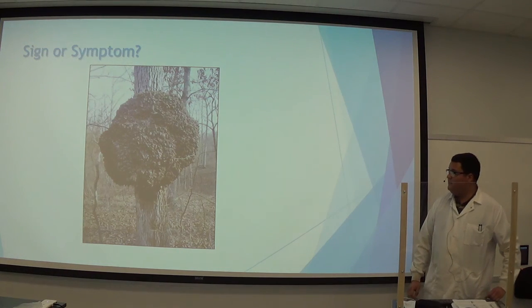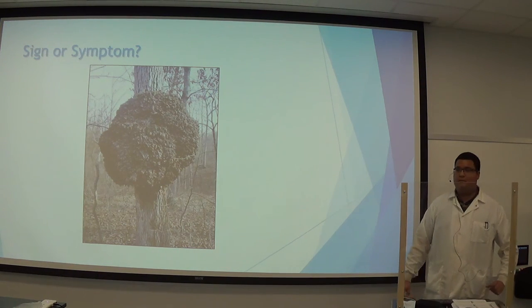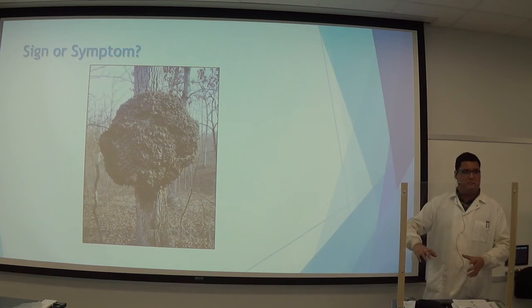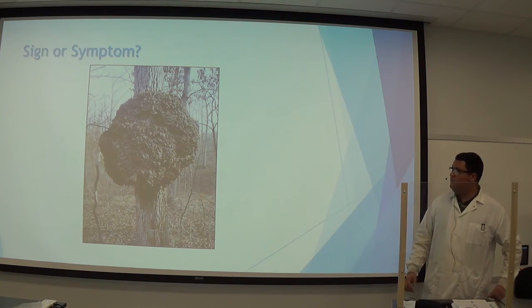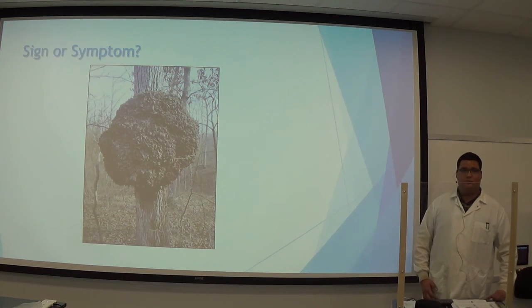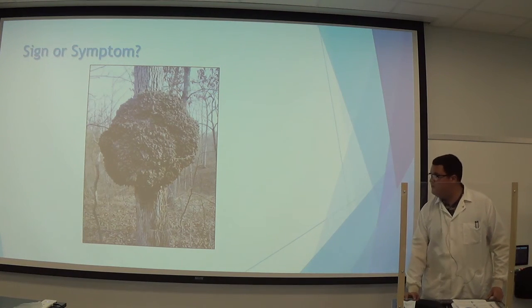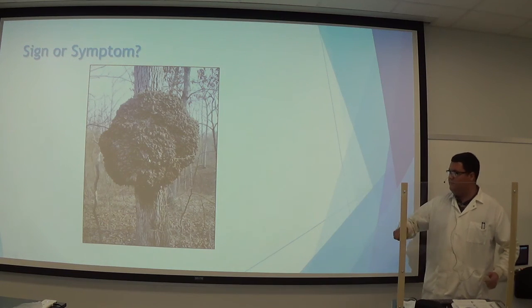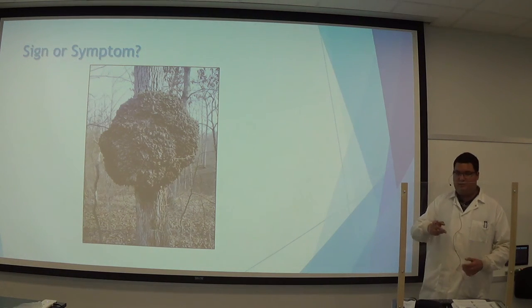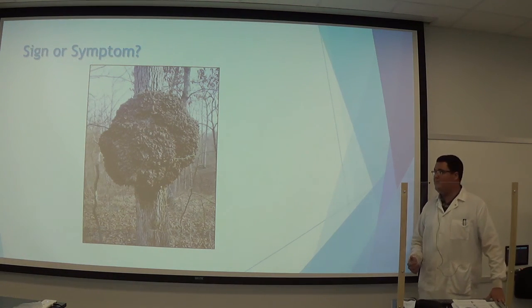Over here, you have probably seen some of the trees on campus with these huge growths, especially near the surface of the ground. Would this be a sign or a symptom? It's basically a huge tumor. This would be a symptom, right? If you were to stab in here, draw a knife out, and put that knife on one of these plates, you'd probably get agrobacterium growing.